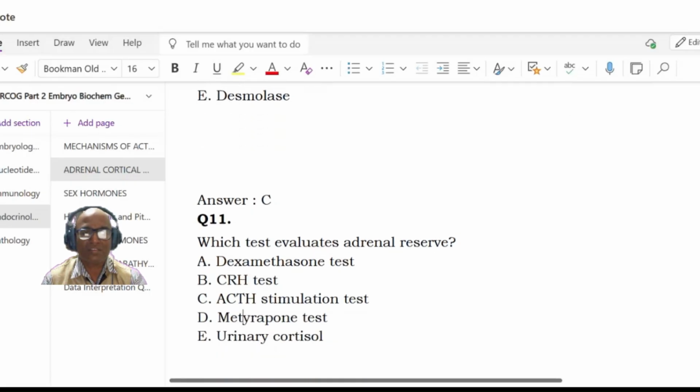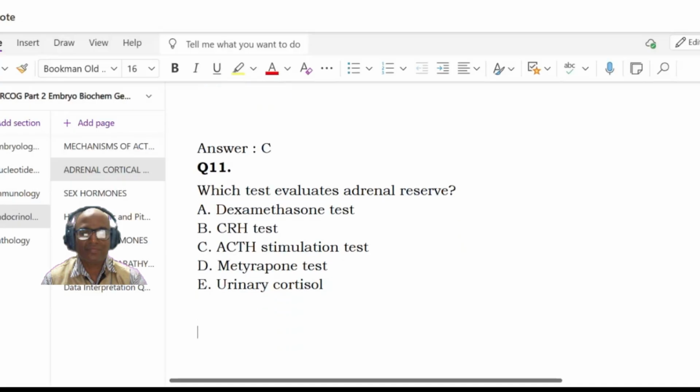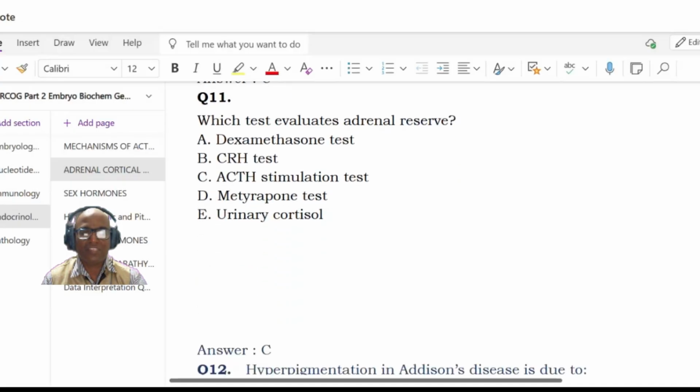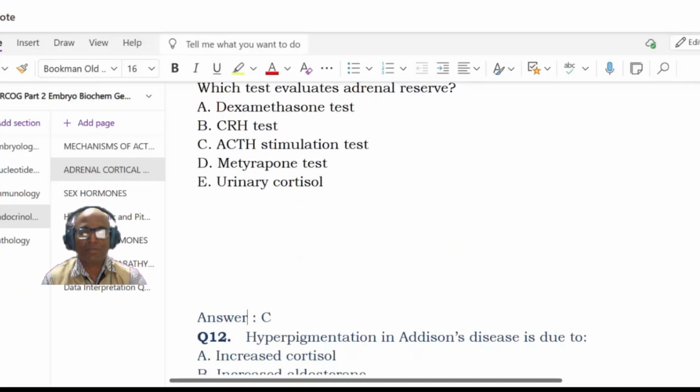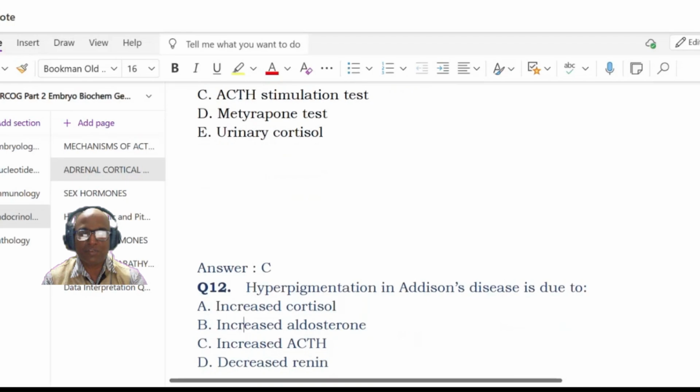Which test evaluates adrenal reserve? Dexamethasone test, CRH test, ACTH stimulation test, metyrapone test, urinary cortisol. Adrenal reserve, so the dexamethasone test, sir? No. It is the ACTH stimulation test, because ACTH will act directly on the adrenal and stimulate it. So reserve will be tested by the ACTH stimulation test.